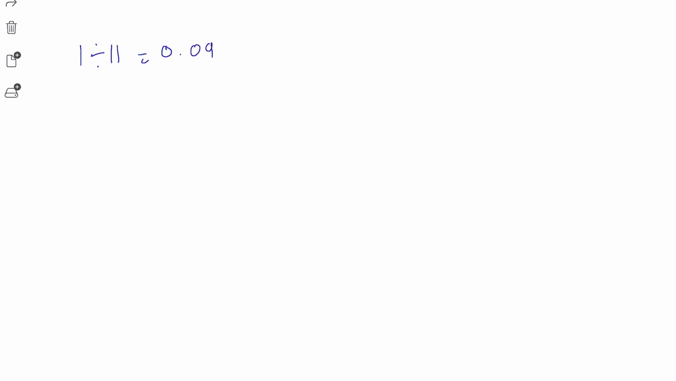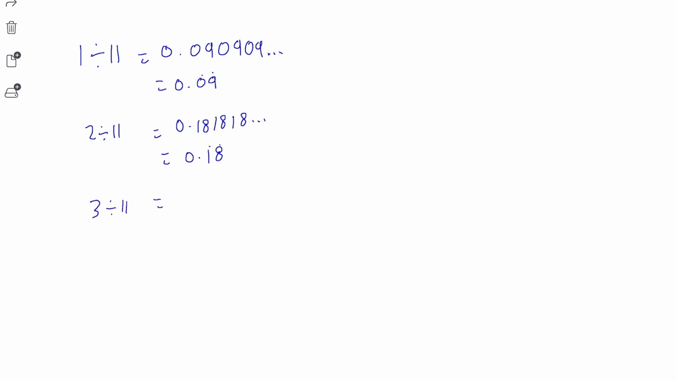0.090909, and it would go on, which is 0.09 recurring. Now, if we were doing 2 divided by 11, you would get 0.181818, which is 0.18 recurring.